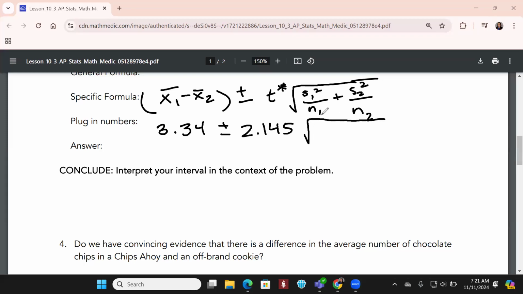So then we've got s1, and all this information is up from the top. You've got 2.49 squared divided by 16 plus 4.51 squared over 15. You're going to plug all that in.